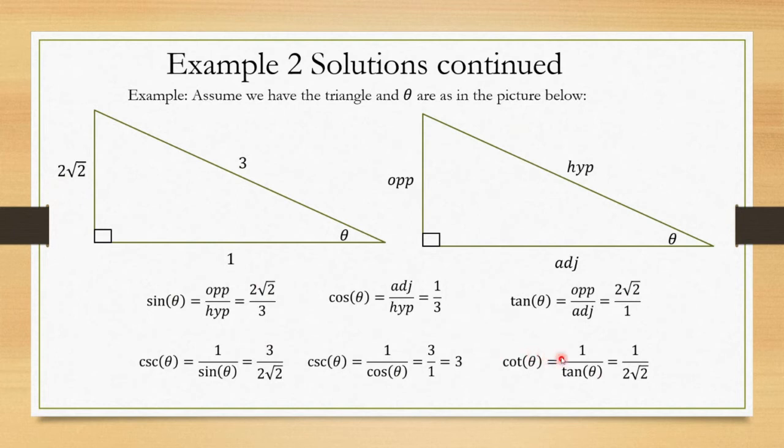And cotangent, finally, that's 1 over tangent, right? Cotangent is 1 over tangent, which is this. 1 over 2 radical 2. That's what we get here. Any questions on this one? Okay.